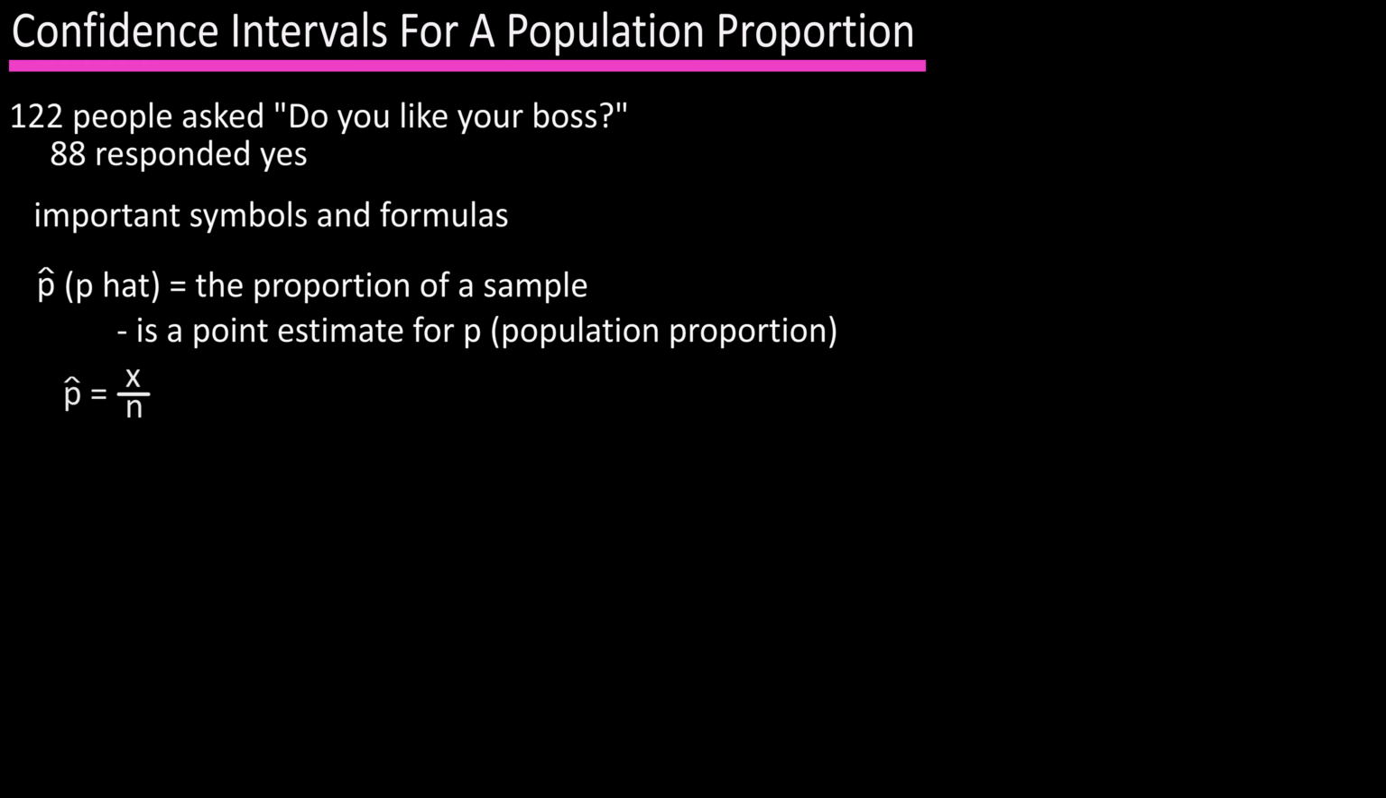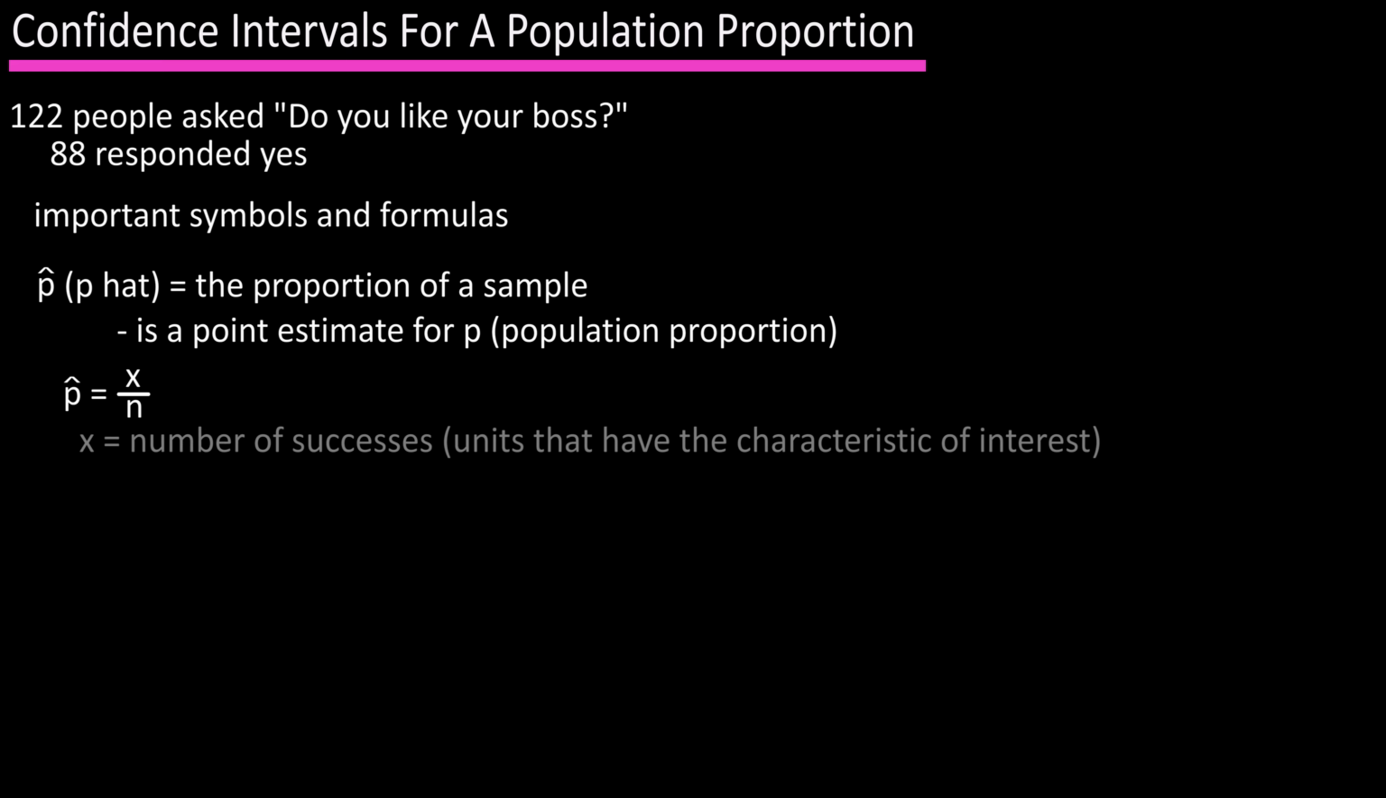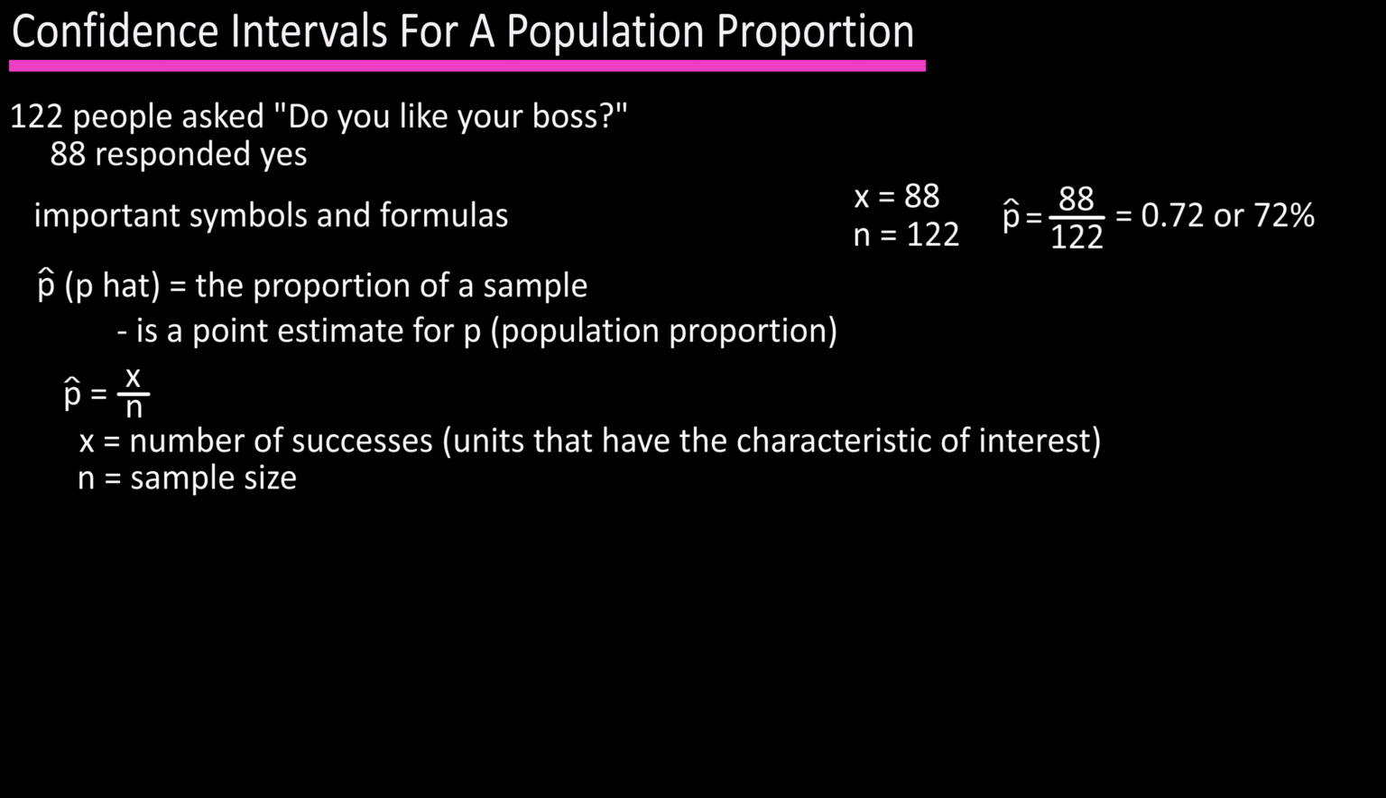And p hat is equal to x divided by n, where x is the number of successes or the number of sample units that possess the characteristic of interest. So in our example, x equals 88, the number of people who like their boss. And n is the size of the sample. So in this example, n equals 122. p hat then is equal to 88 divided by 122, which is 0.72 or 72%.